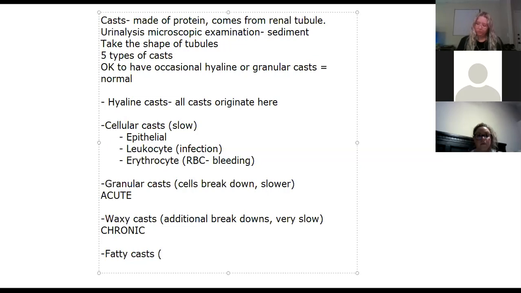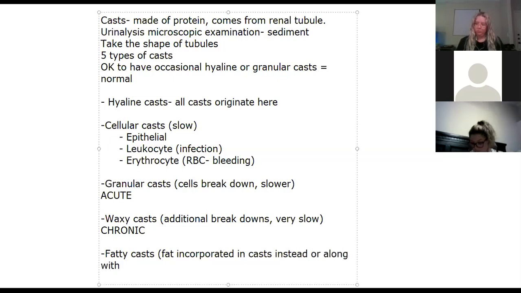And fatty casts are basically fat incorporated in the shape of the renal tubules, so in the cast, and it's going to be instead of, or along with, cells. So we could see cellular casts along with fatty casts. And one of the things that we commonly will see fatty casts with is diabetic dogs.